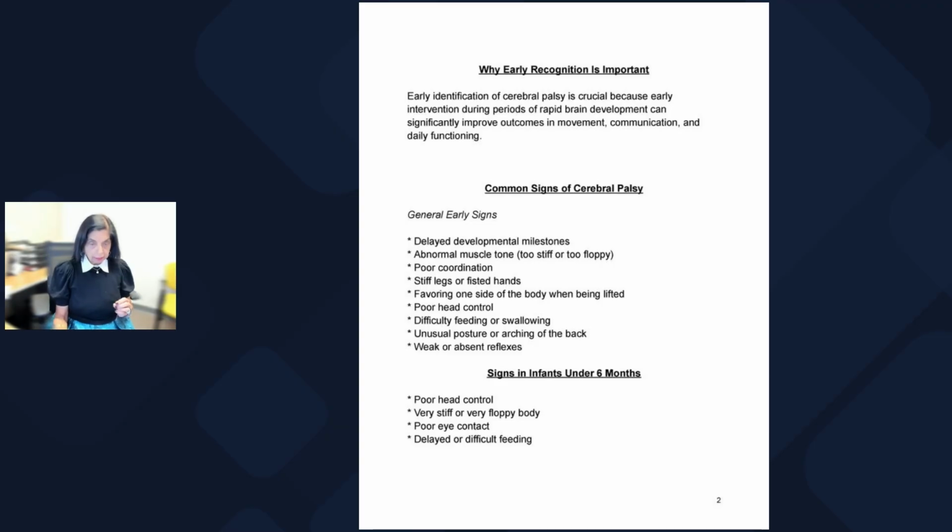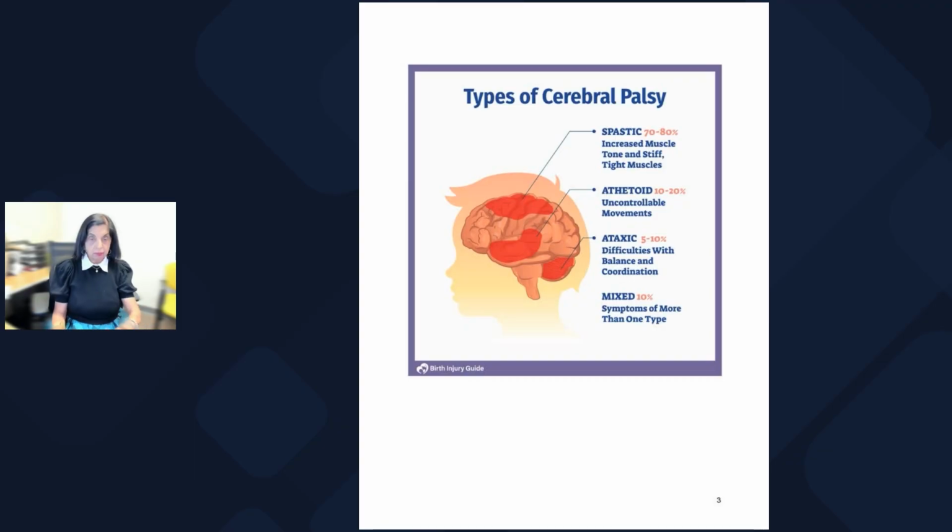difficulty in swallowing and feeding, which is a major complaint. And also these babies have very poor or absent reflexes. So the signs in infants under 6 months: poor head control, a stiff or floppy baby, poor eye contact, and delayed feeding. Next slide, please.